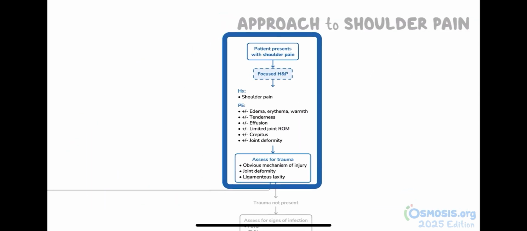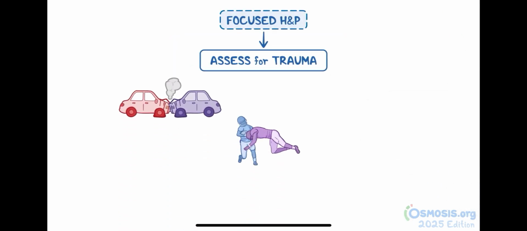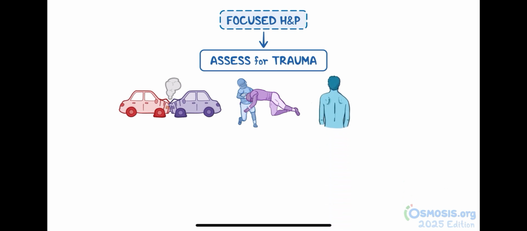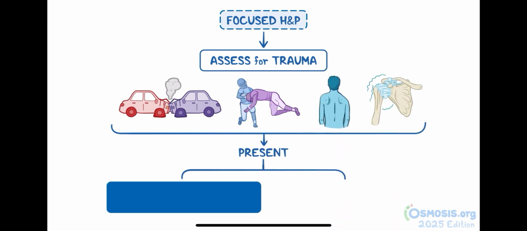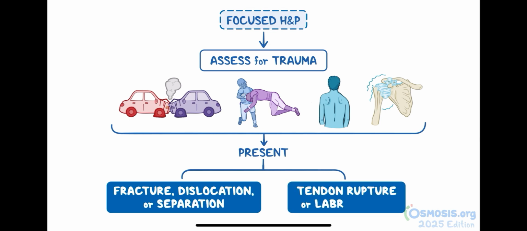Your next step is to assess for trauma. This includes an obvious mechanism of injury, such as a motor vehicle crash or sports injury, a joint deformity, or ligamentous laxity. If trauma is present, think fracture, dislocation or separation, or a tendon rupture or labral tear.